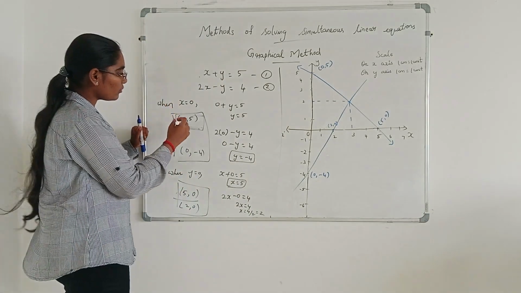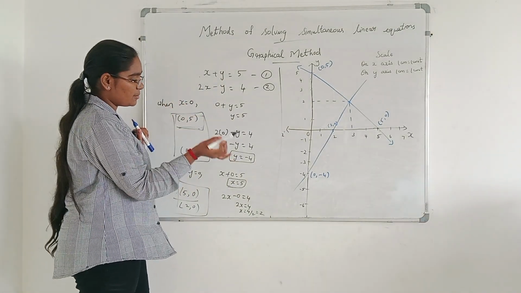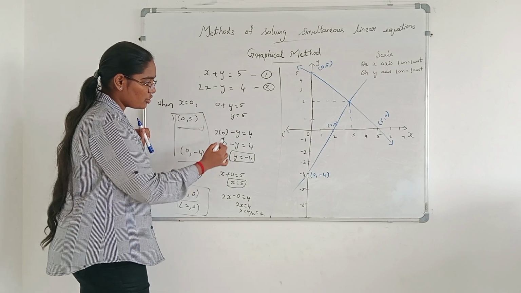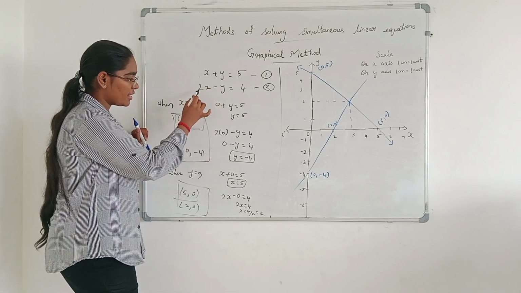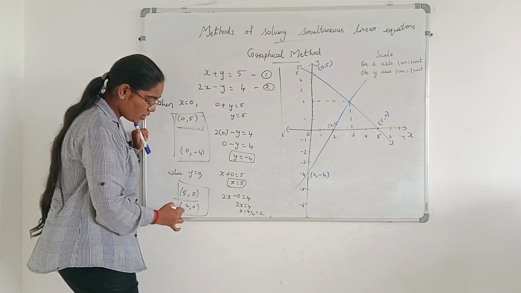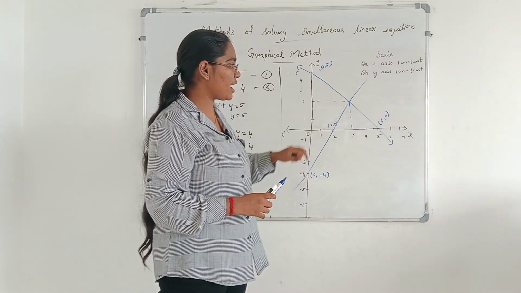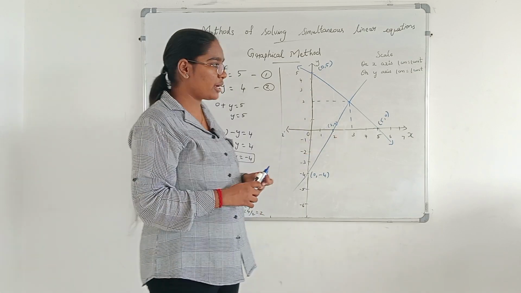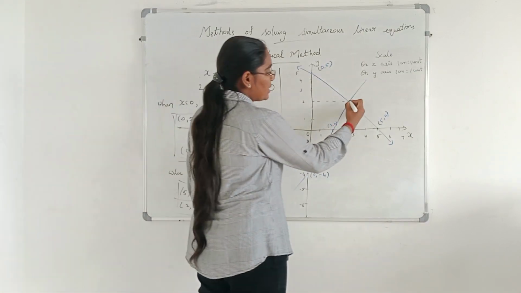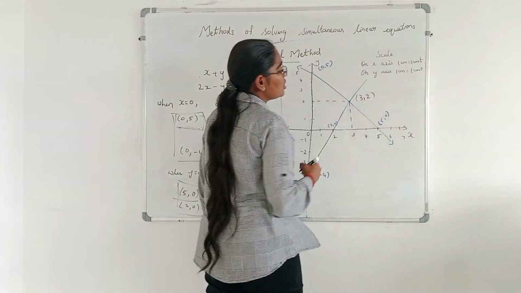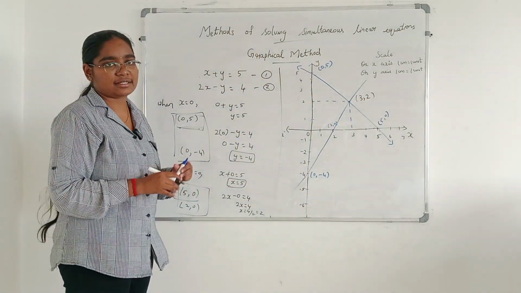Next, we substitute the same x equal to 0 in equation 2 and y equal to 0 in equation 2, and we get the values (0, minus 4) and (2, 0). We plot those values in a graph and draw a line. Okay. These two lines intersect at the point (3, 2). So (3, 2) is your answer.